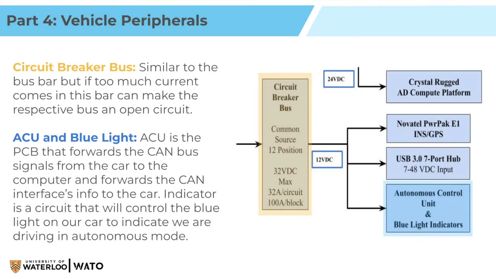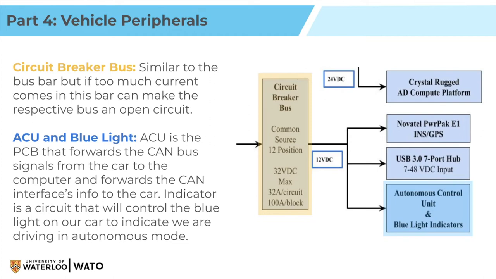And finally, the last branch is miscellaneous vehicle peripherals. The first element that we see here is a circuit breaker bus. This is similar to the bus bar in a way that it's going to distribute current to other branches. It has a common source, but it's also going to distribute it to other parts. But it also has the same functionality as a circuit breaker.